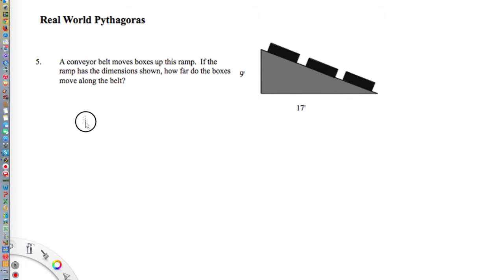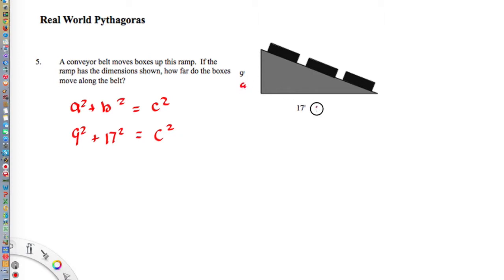So again, we use the Pythagorean theorem, a squared plus b squared is equal to c squared. A we're going to use as our height, so we have 9 squared. B will be our base length, which is 17 squared, and all that's going to equal the hypotenuse, which is side C.